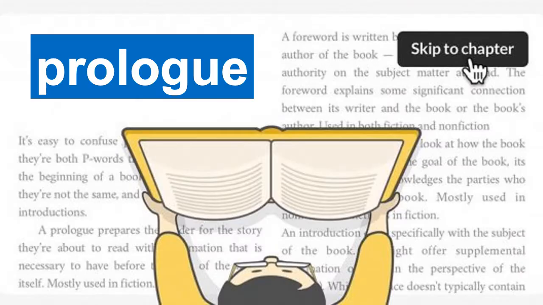Word number 9 is prologue. A prologue is a section at the beginning of a book. It is often an introductory section of the book. For example, a good prologue can often grab the reader's interest level to read the rest of the book.